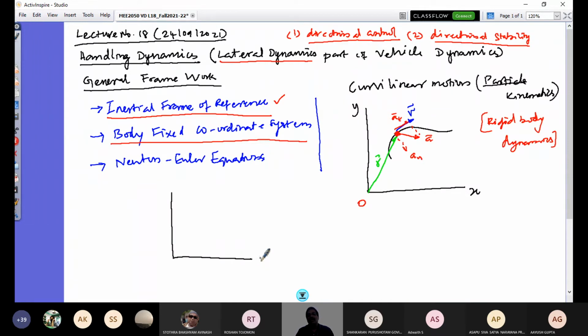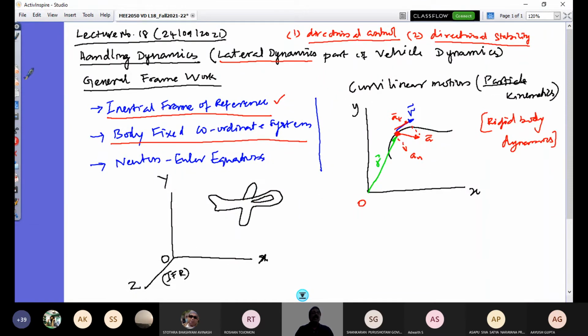Let me represent that axis system as capital X, capital Y, and capital Z, which is now the inertial frame of reference, the ground fixed coordinate system. So now I have my vehicle in space. For that matter, let me consider my vehicle to be an aircraft. So this is an aircraft that I consider.